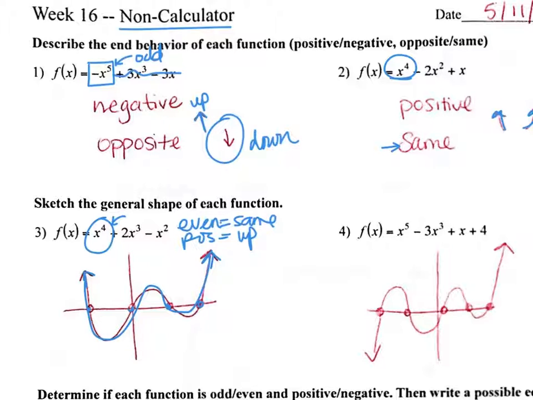Question 4 is very similar, except because it's odd, my ends need to be going opposite directions, and it's positive, so the right-hand side needs to be going up. And then I just made my 5 points and drew a curve so that I would hit all 5 of those roots.